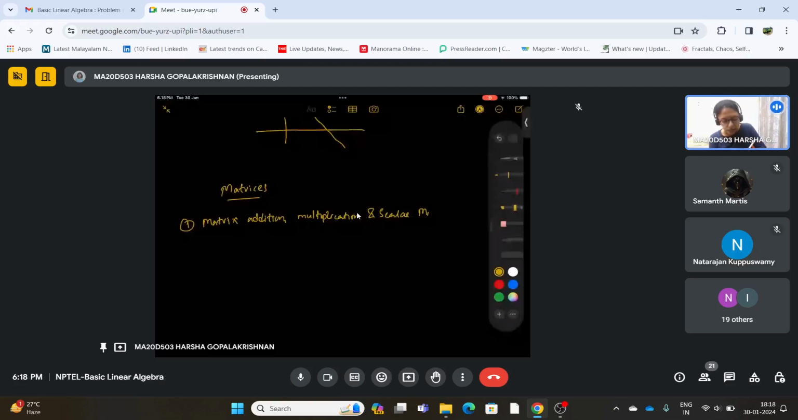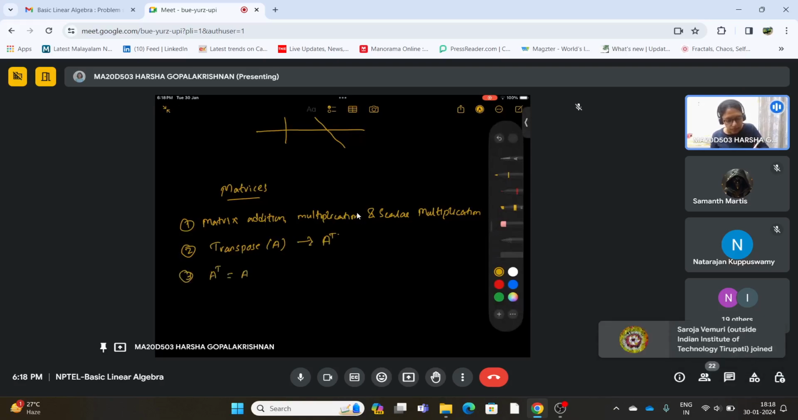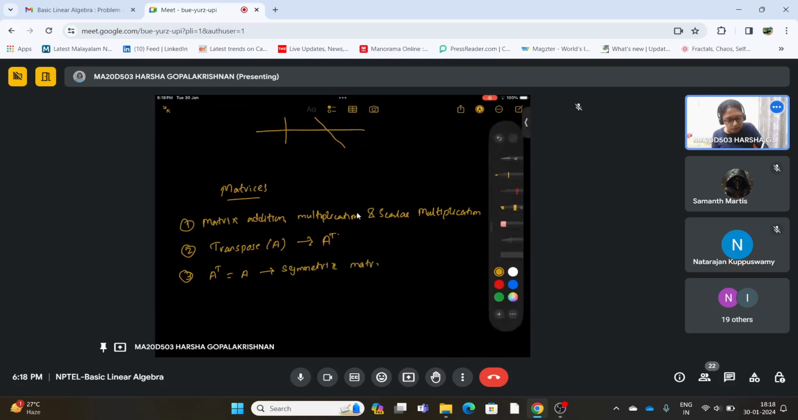Transpose of A. If any of you doesn't know what this means, you can ask me. So transpose of A basically means just interchanging the rows and columns of A, and we will denote it by A transpose. If A transpose equals A, if A and A transpose are equal, then it is a symmetric matrix. If A transpose equals minus A, this is a skew symmetric matrix.